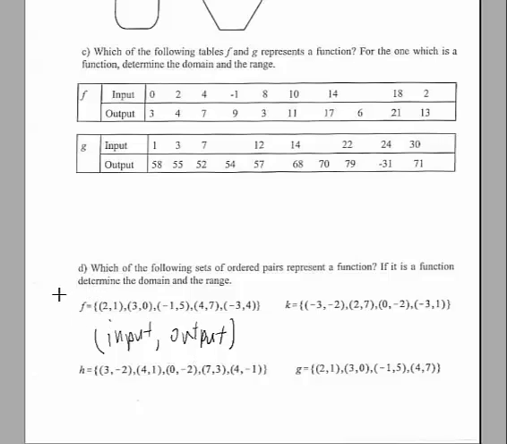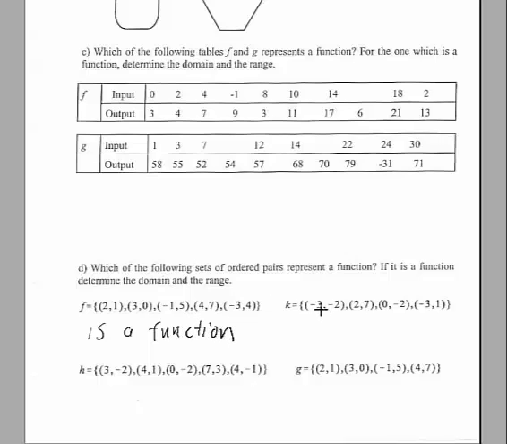And so for F, the inputs I've got are 2, 3, negative 1, 4, negative 3. Notice how none of the inputs repeated. And so F would be a function.